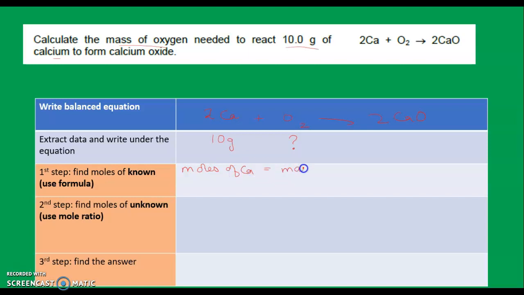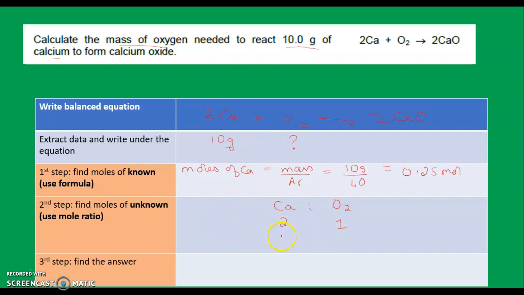Now we know the formula, because the data is in grams, so I'll use the formula mass, and because it's an element, I'll find the atomic mass. So the formula is mass over Ar, data is 10 gram, atomic mass is 40, so you would get 0.25 mole of calcium. The second step is to find the moles of unknown. Unknown is oxygen. We need to use mole ratio. So you do calcium and oxygen, and as I explained a few minutes ago, you use the balanced equation to figure out the moles.